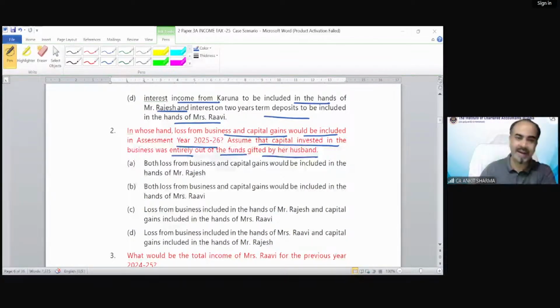All answers are correct. Of course, we have seen that the loss of the business is going to be included in the hands of Rajesh and capital gain in the hands of Ravi.